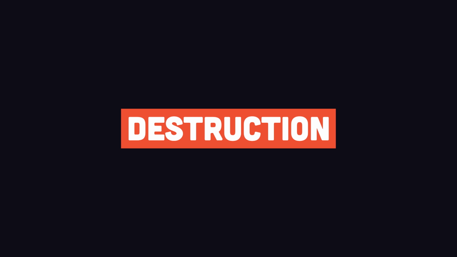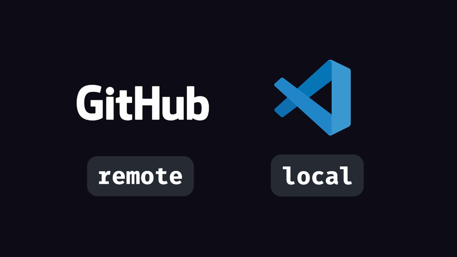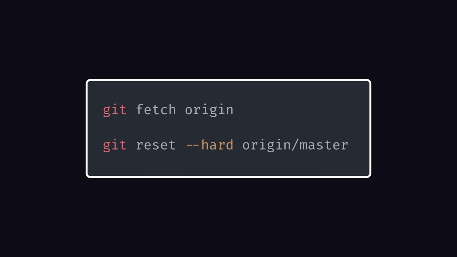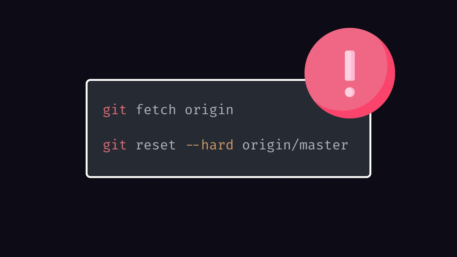To wrap things up, let's talk about deleting things. Let's imagine you have a remote repository on GitHub, then a local version on your machine that you've been making changes to, but things haven't been going too well, and you just want to go back to the original state in the remote repo. First, do a git fetch to grab the latest code in the remote repo. Then, use reset with the hard flag to override your local code with the remote code. But be careful, your local changes will be lost forever.